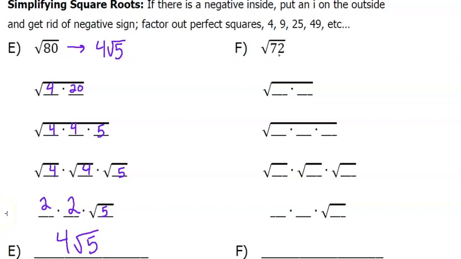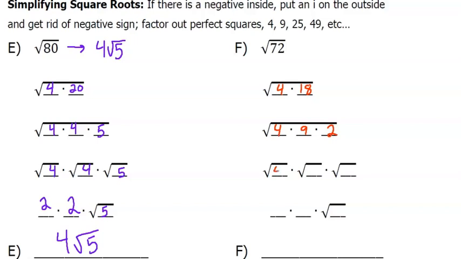Let's look at the next one. The square root of 72. There won't be any i's on this one, but let's see if we can pull out a 4. We can. 72 divided by 4 is a whole number. It is 18. We can't pull another 4 out of 18, but we can pull out a 9. 9 times 2 is 18. We can't pull any other perfect squares out of 2 because they're all bigger than this 2.